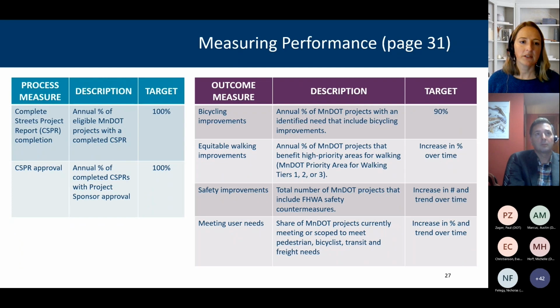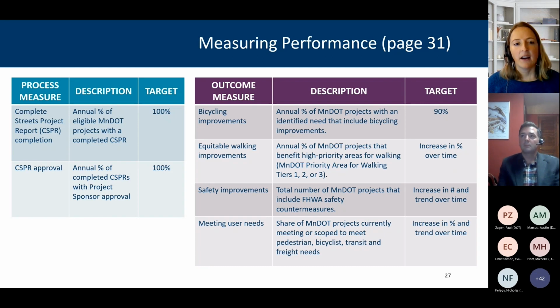In terms of outcome measures, these are measures that are linked to safety and multimodal use and that have been identified in aligned plans at MnDOT. So bicycling improvements, that is in the statewide bicycle plan. We're looking for the annual percentage of our projects that have identified a need that are including those needs, so tracking that progress. And we do have a target in place that may change with updates to the bicycling plan, and we'll track that. We have the new statewide pedestrian system plan.